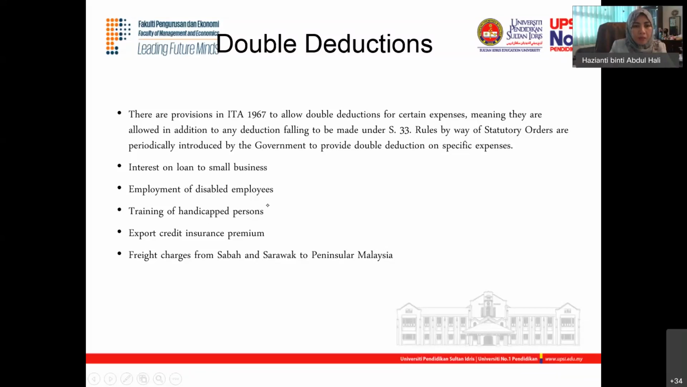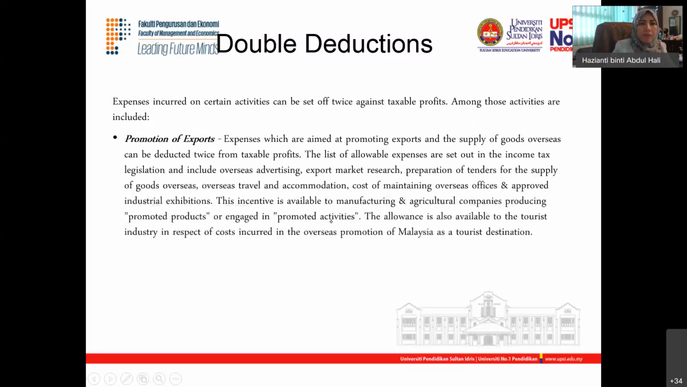Training of handicapped person, dah lah dia hire disabled employee dan dia hantar pula pergi training pun sama, boleh dapat double deduction. Export credit insurance premium, freight charges from Sabah and Sarawak to Peninsula Malaysia. Okay, ini pun dapat double deduction. Right, example, these are also incurred on certain activities. For example, promotion of export. Okay, if certain company ni dia ada product and the product ni dia aim untuk export. And in exporting the product ni dia, kita kata dia promote lah, promotion of Malaysia.